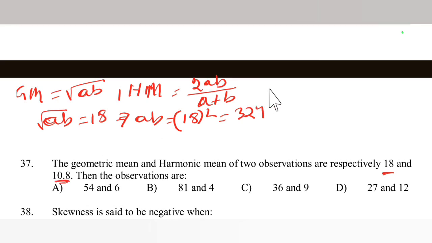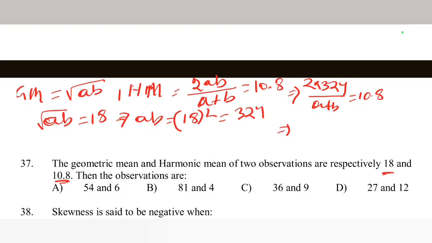So 2AB by (A plus B) is equal to 10.8. So 2 into A into B, the AB value is equal to 324. So 2 into 324 by (A plus B) is equal to 10.8.